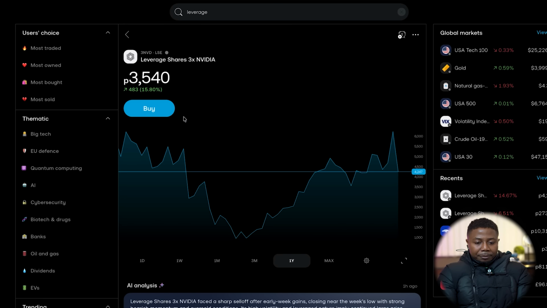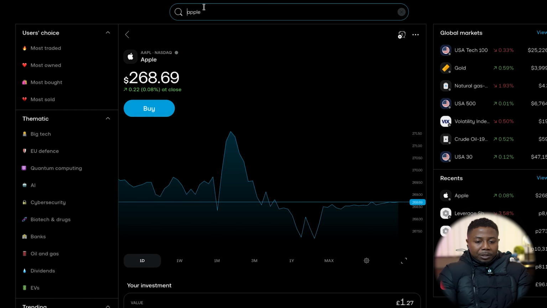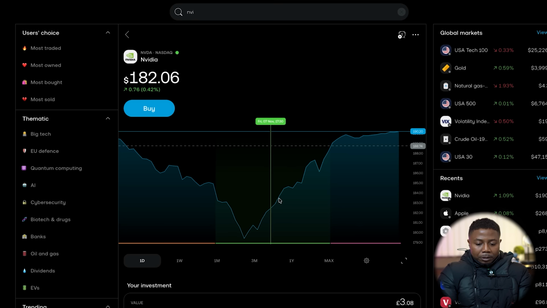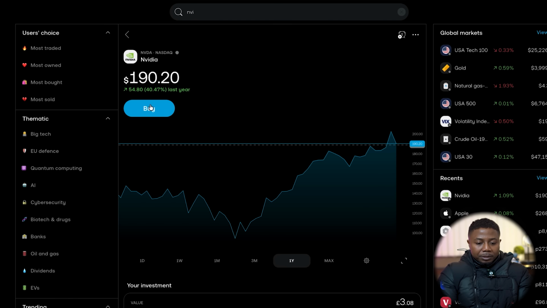If you look at the leverage version, 3 times Nvidia, in the last year it's down by 14.92%, whereas if you look at Nvidia itself, on the 1 year performance, that's actually up by 40.47%. And that kind of drives the fundamental point I'm trying to get across. This product is not designed for you to hold. It's not designed for you to sit on it. It is designed as a daily product.